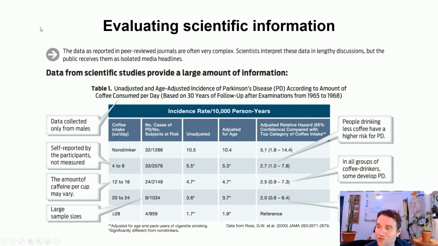All right. So one thing you are going to be doing is evaluating the scientific information in your papers. The data, as reported in peer-reviewed journals, is often very complex. Scientists interpret these data in lengthy discussions, but the public receives them in isolated media headlines, as we've discussed already. This one is actually from Scientific American, which is interesting, one of the sources I pointed out as a news source.